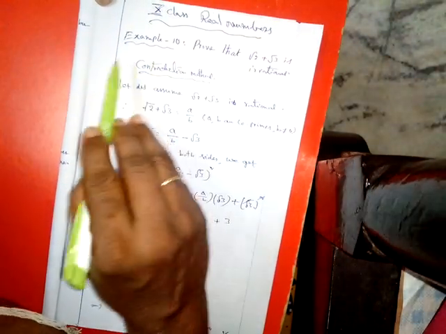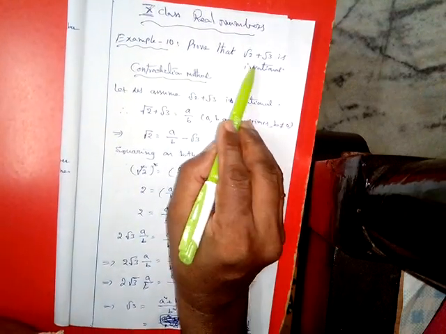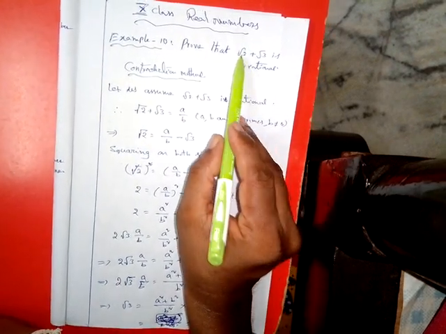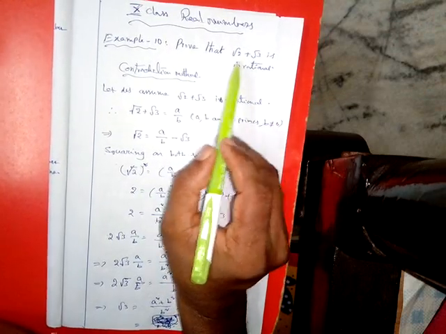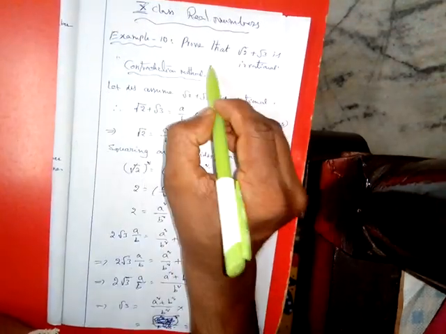Yesterday you asked me to explain example 10. Example 10 is: prove that root 2 plus root 3 is irrational. You already learned previously about proving that root 2 is irrational, and root 5 minus root 3 is irrational. So how do we prove that root 2 plus root 3 is irrational? That is called the contradiction method, which I already told you about. By using the contradiction method we can prove this type of sum.